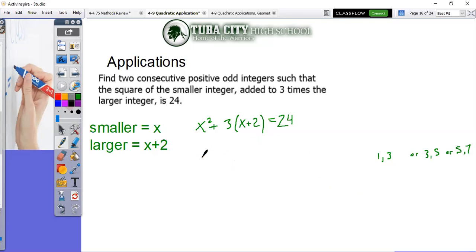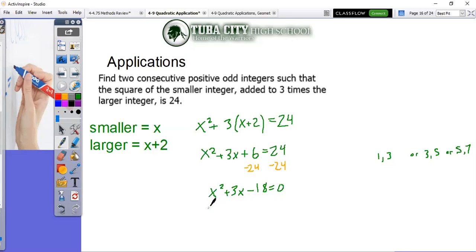So we have x squared plus 3 times x plus 2, and I'm going to use my distributive property. That gives 3x plus 6 and equals 24. It looks like I'm going to have to subtract 24 from both sides. So x squared plus 3x, and 6 minus 24 is negative 18. And again, I've got to set it equal to 0.